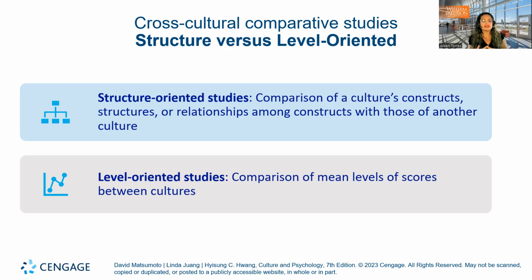A level-oriented study is different in the sense that you are now comparing the mean levels of the scores across cultures. So perhaps a level-oriented study might be something like measuring levels of individualism or collectivism across different cultures, and based on that measure, looking at their mean scores to say whether a culture is more individualistic or more collectivistic based on this measure.